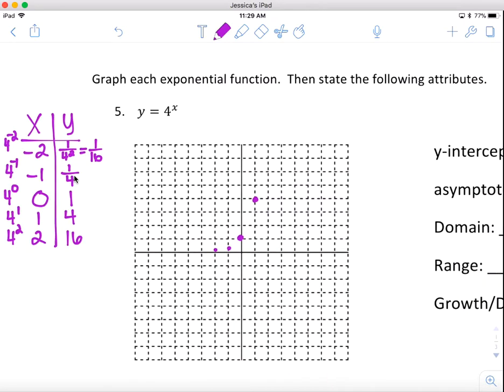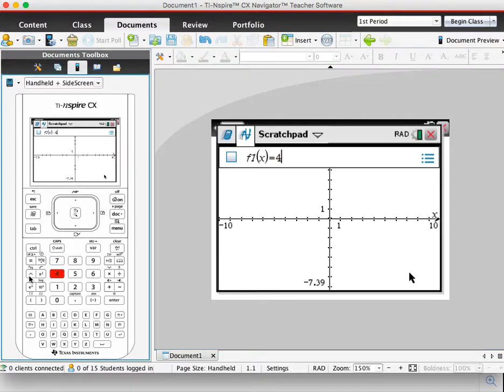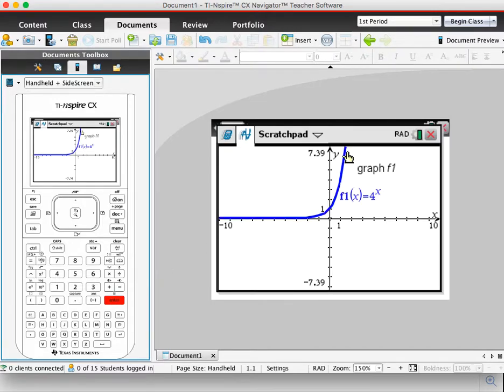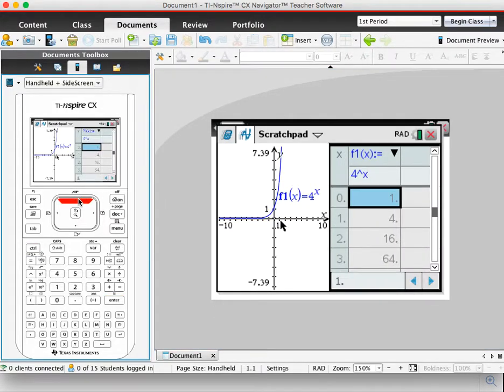If you look at this, we can plug this into our calculator as well. I can go to the graph and I can type in 4 caret x. You can see that this curve gets closer and closer to the x-axis, but it never actually crosses the x-axis. You can check this by hitting Control T. As you go into the negative numbers, 1/4 is the same as 0.25. 1 over 16 is the same thing as 0.0625. It's getting closer and closer to 0, but it's never actually crossing 0.